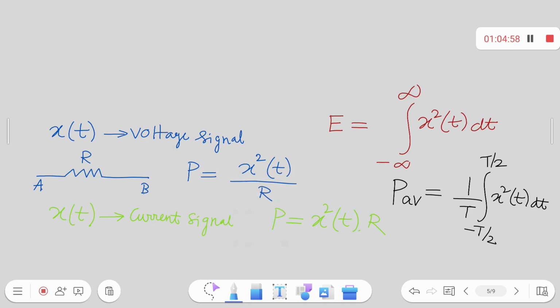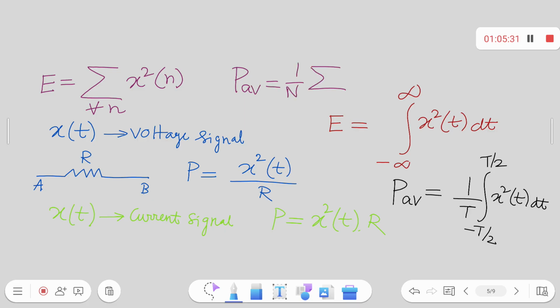Similarly, in the discrete domain, you can have the equivalent representation. For the discrete domain, this energy E is represented by, instead of integration, the summation of x squared n for all n. That is the definition. For all n, you have to find the square of this and add them up. That is the energy definition. And similarly, the average power definition is something like 1 upon N summation, n equal to 0 to N minus 1, x square n. That is for the discrete time counterpart.